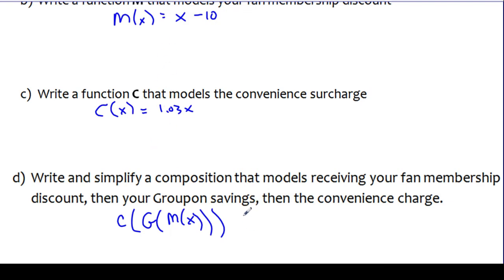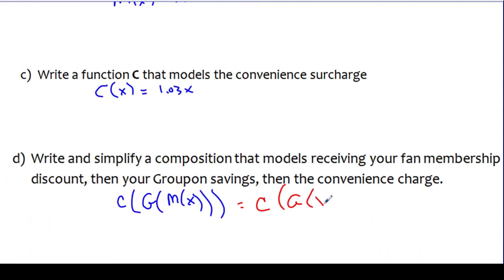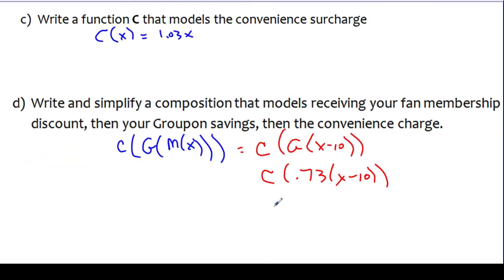The c is going to stay there for a little while. Let's go to the g function and plug in m of x. If I go to the g function and plug in m of x, I'm going to plug in x minus 10 for x. So it's going to look like g of x minus 10. If I do g of x minus 10, it's going to be 0.73 times x minus 10. So 0.73 gets distributed in. Let's simplify before we plug into c. It's going to be 0.73x minus, if I do 0.73 times 10, I get 7.3.